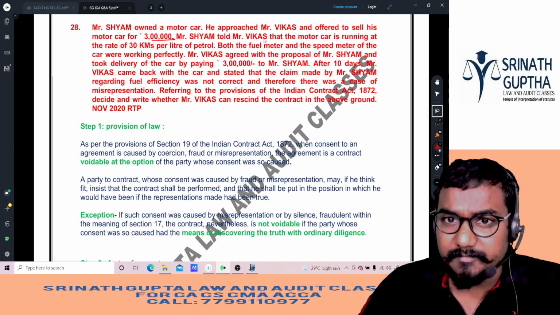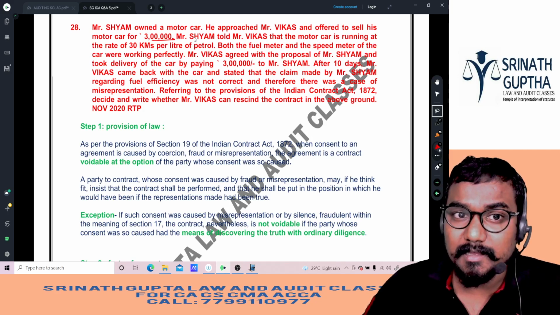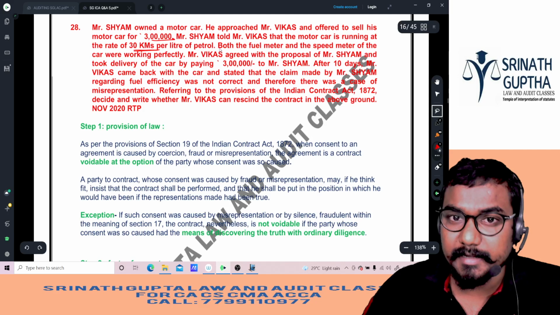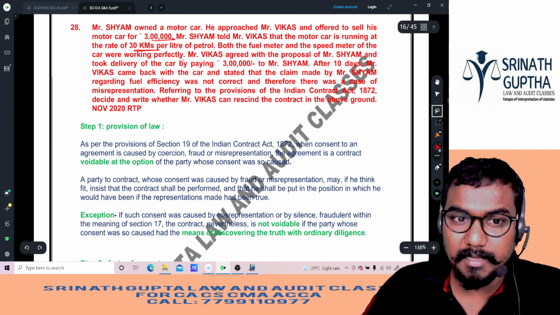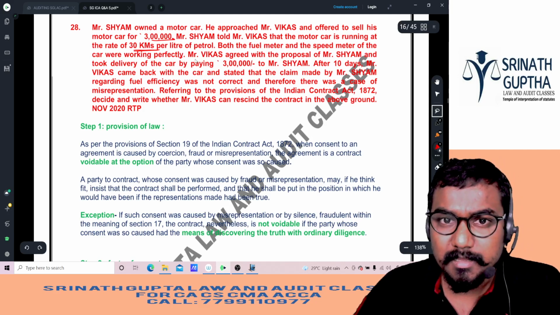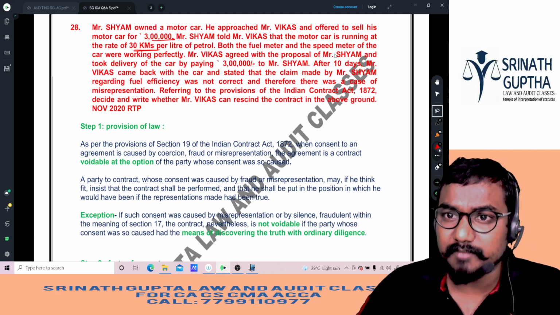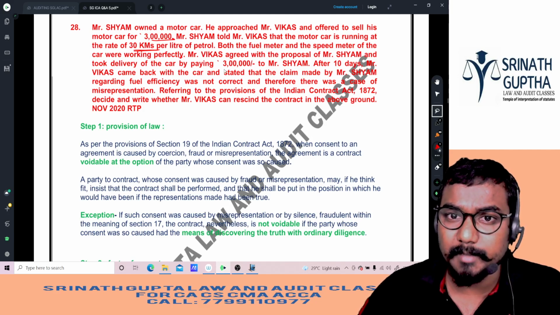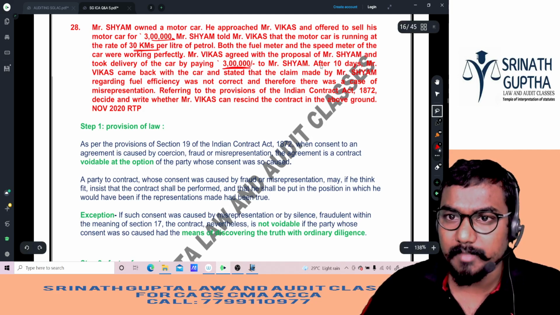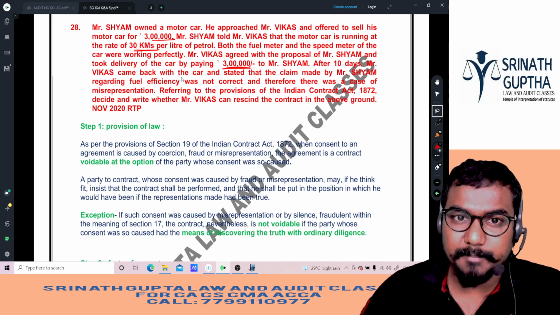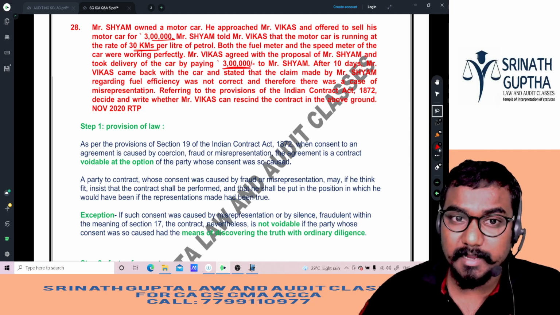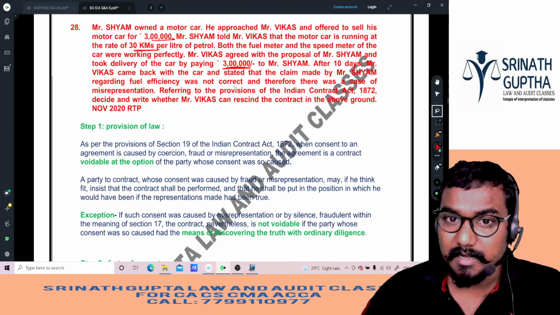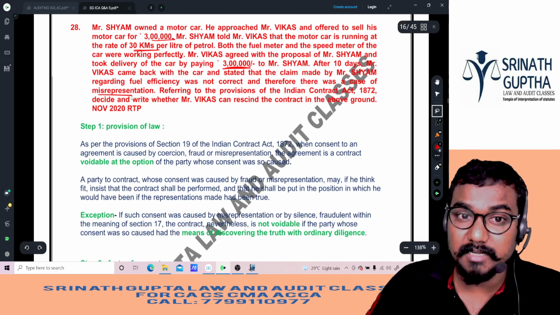Mr. Sham told Mr. Vikas that the motor car is running at the rate of 30 kilometers per liter. Both fuel meter and speedometer of the car are working perfectly. Mr. Vikas agreed with the proposal of Sham and took the delivery of the car by paying the 3 lakhs to Mr. Sham. After 10 days, Mr. Vikas came back with the car and stated that the claim made by Sham regarding the fuel efficiency was not correct. Therefore, there was a case of misrepresentation.